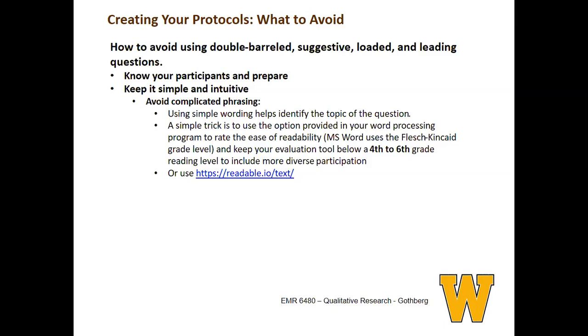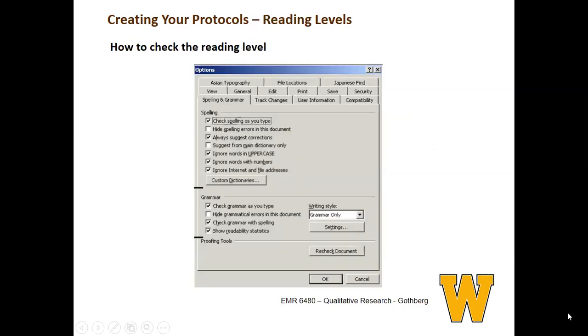If you're not using Microsoft Word, I've included a website here that you can use to copy and paste your text and get these scores. So here is how to check your reading levels in a Word document. You will open up the options for your Word settings, look under the grammar section, and select show readability statistics.